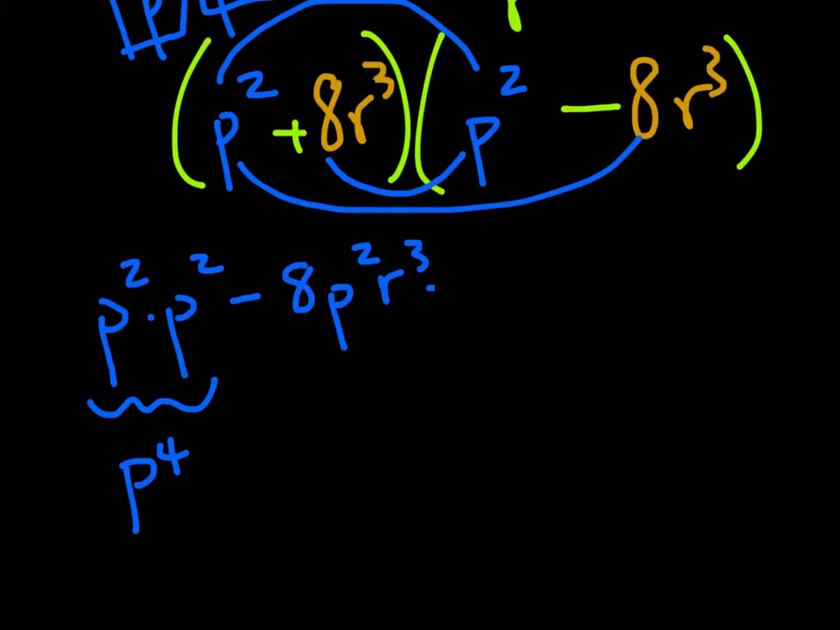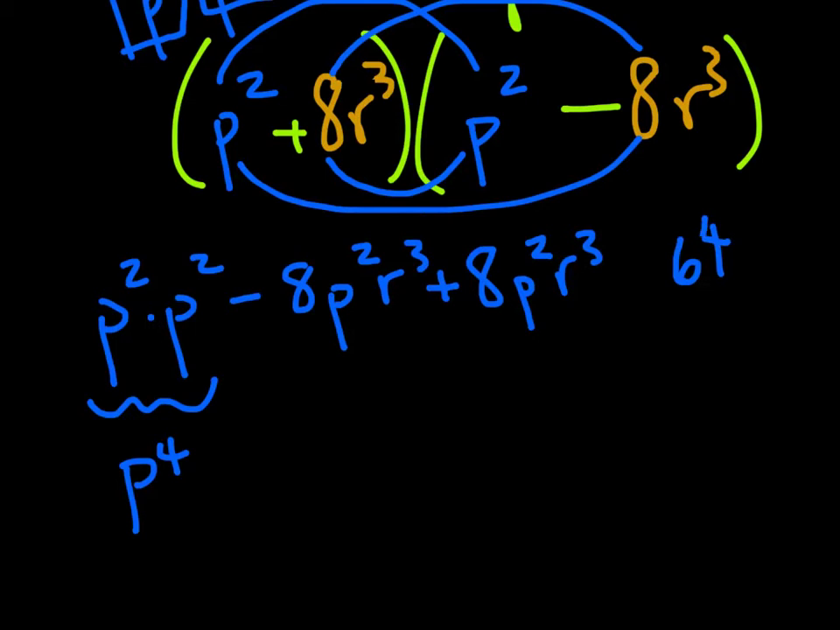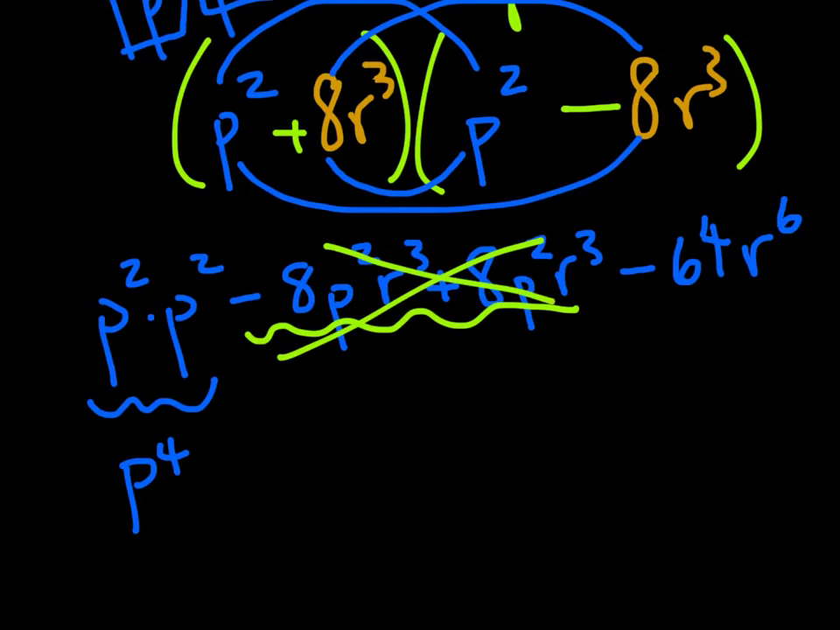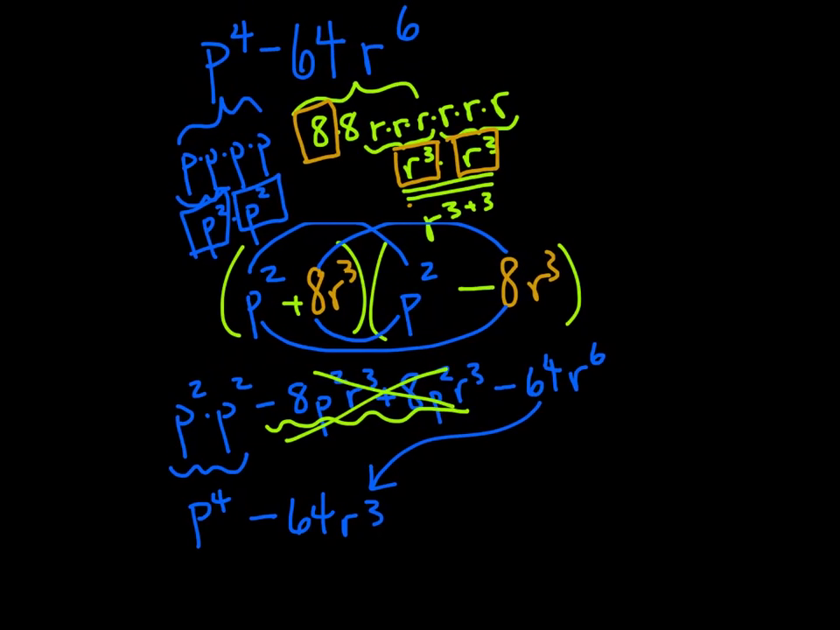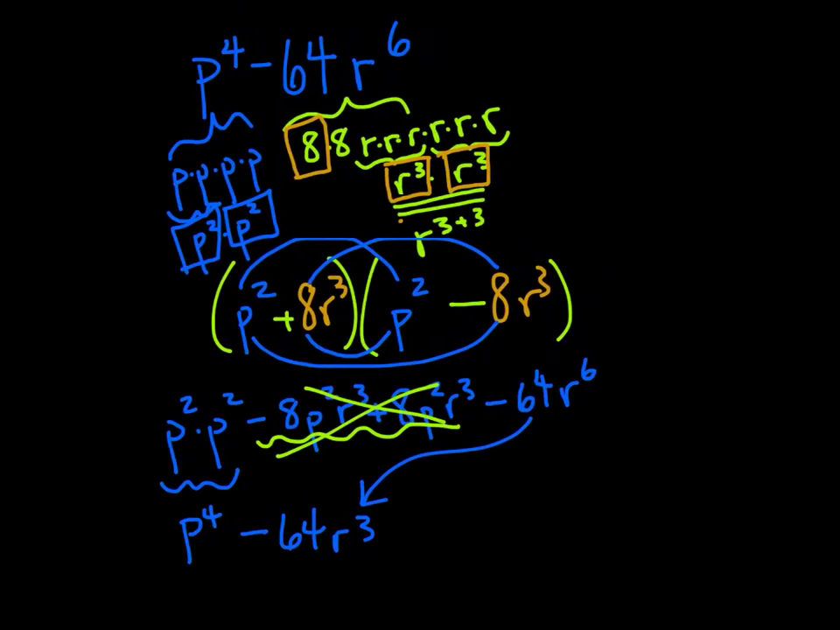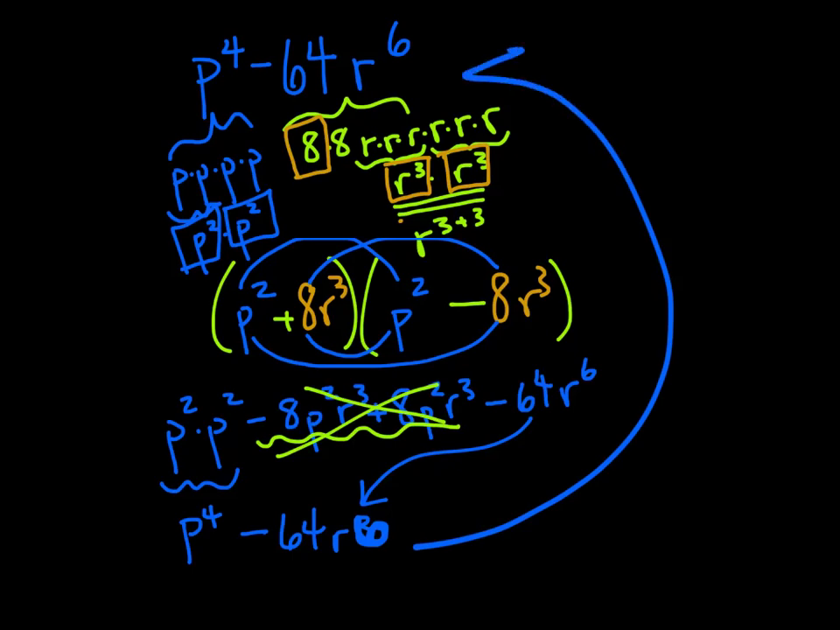We can do our inside terms. We now have a positive 8p squared r to the third. And our last terms, 8 times 8 is 64. R to the third times r to the third is r to the sixth, and this is a positive times a negative, so it's a negative. If we look at all of this, these middle terms are going to totally disappear, cancel out, and all we have remaining is our first term, p to the fourth power minus 64r to the sixth. That is exactly what we started this problem out with.